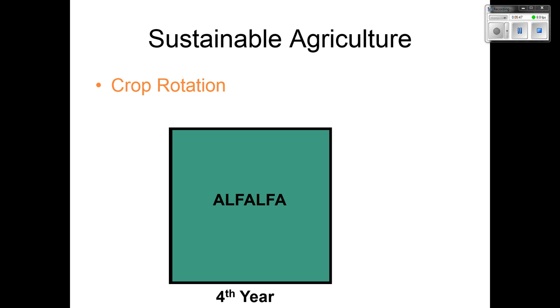And we also said that it helps to reduce pests on a farm because each crop is going to attract a different pest. So you're going to purposely pick crops that are going to attract a different pest so one type of pest doesn't build up in large amounts.